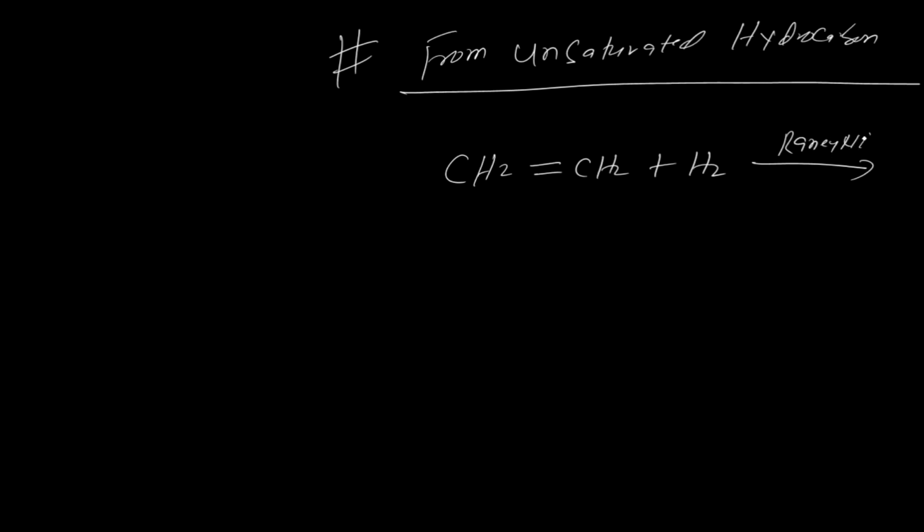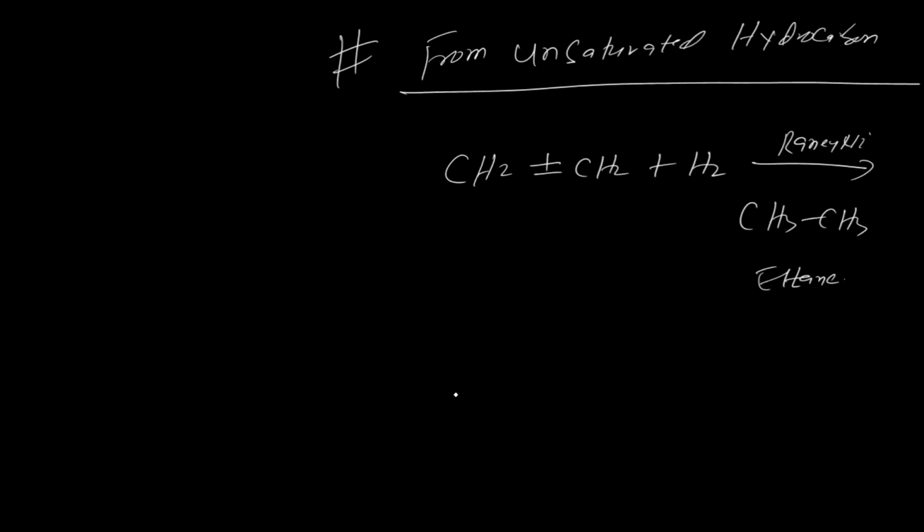Raney nickel is a very reactive nickel which provides the hydrogen, so it plays the role of a reducing agent. Or in place of this we can also use platinum or palladium. So this bond will break and this will form CH3. So ethane will form over here. Directly you can form ethane.